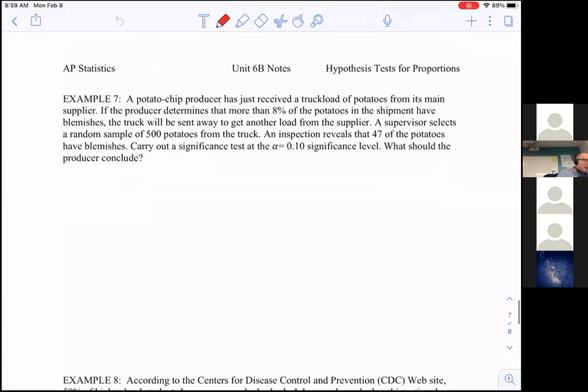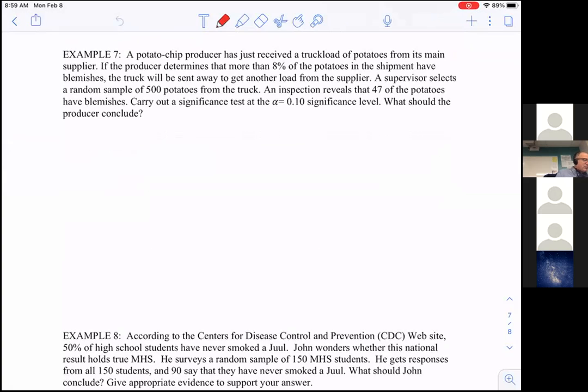So we're going back to the potato chip company. It just received a truckload of potatoes from its main supplier. If more than 8% are blemished, then we have to abandon the shipment and we get a new one. The supervisor selects a random sample of 500 potatoes from the truck, and inspection reveals that 47 of those potatoes have blemishes. Carry out a significance test at a 10% level. What should the producer conclude?